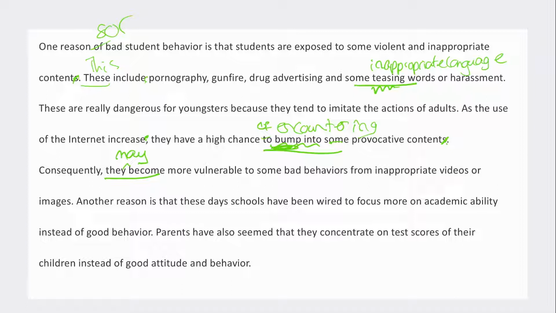Another reason is that these days schools have been wired to focus more on academic ability than good behavior. Okay, wired to. This is a very sort of native speaker phrase. So I think it's good that this student knows it and they've tried to use it. Okay, schools have been wired to do this, or people have been wired to do that, but it's very informal.